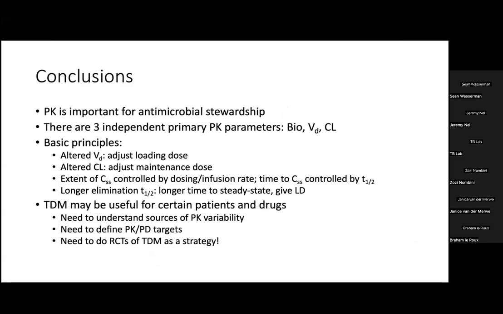The extent of steady state concentration is controlled by the dosing or infusion rate. The time to steady state concentration, not the extent, is controlled by the half-life. The longer the half-life, the longer the time to steady state concentration. Therefore, a loading dose needs to be given to shorten that, and the opposite for a shorter half-life. And therapeutic drug monitoring may be useful for certain patients and drugs, which we can speak about if there's time.